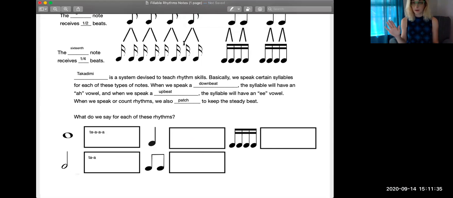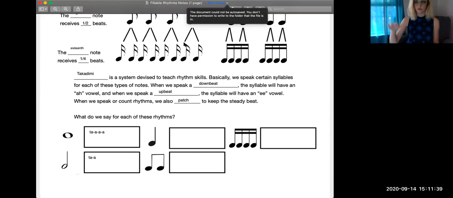ta-ah. And remember, the downbeats are what we're counting. So that's 1, 2. And that's how we get 2 beats. The one in the middle is just a subdivision, a divided version of that beat. So we'll talk about that. So go ahead and speak your half note with me. 1, 2. Ready, go. Ta.